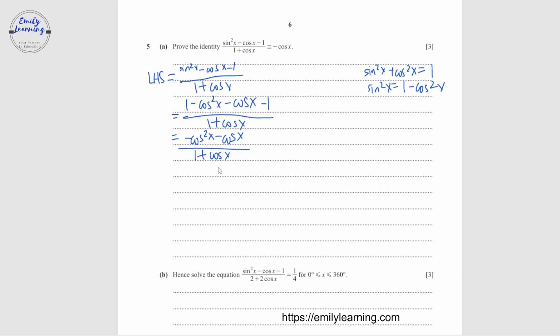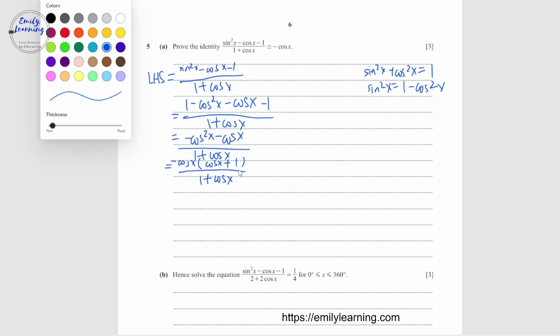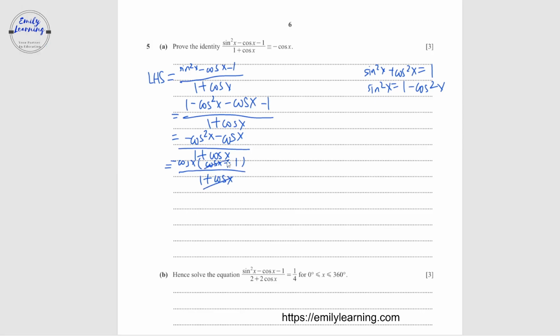So I don't want the denominator. If I don't want the denominator, probably I can cancel it off since I have a fraction. So I'm going to factorize the numerator. I can factorize out negative cosine x, so I'll be left with cosine x plus 1. Next, I know that these two are the same, cosine x plus 1 and 1 plus cosine x. So I can cancel it away and I will be left with negative cosine x, which is equal to the right hand side, and I have proved what I needed to prove.